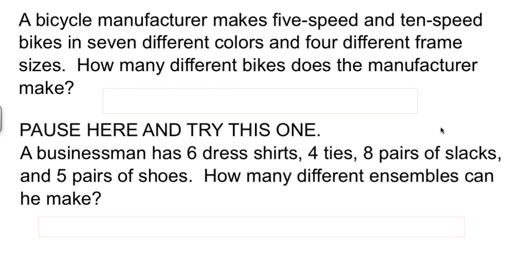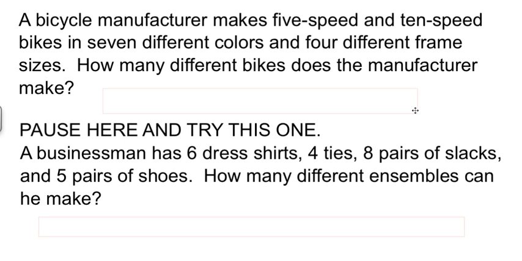Well, we could make a tree, and the first split would be 5-speed or 10-speed. And then under the 5-speed, you could break out into the 7 colors. And then under each color, break out into the 4 sizes. And then do the same thing under the 10-speed side and then count them all up. That sounds like an awful lot of work to me.